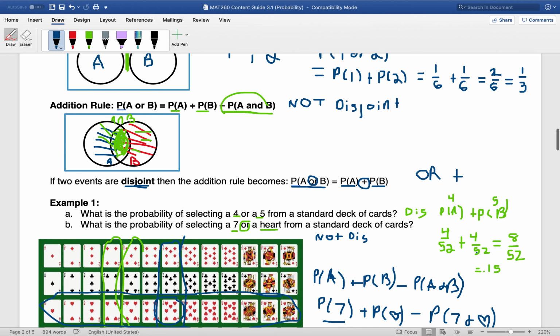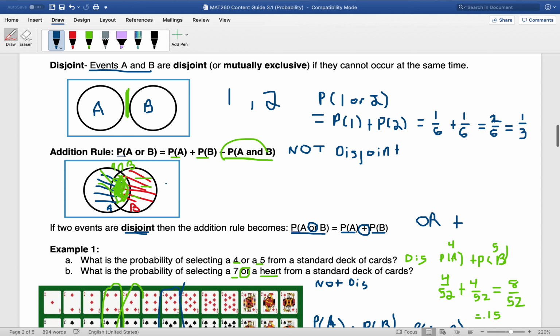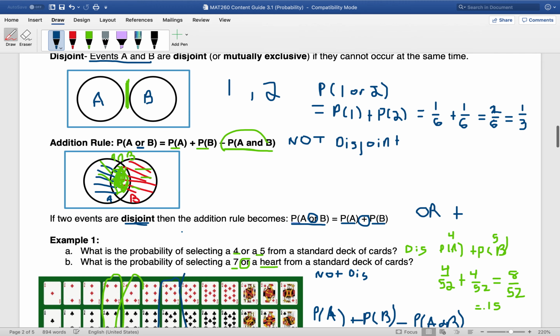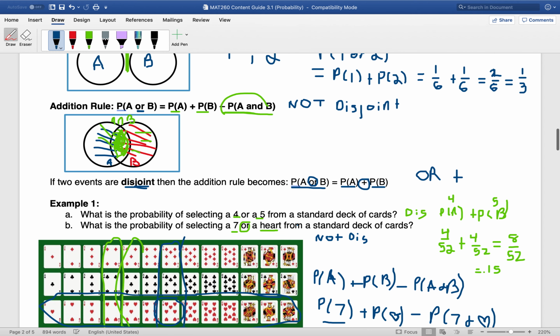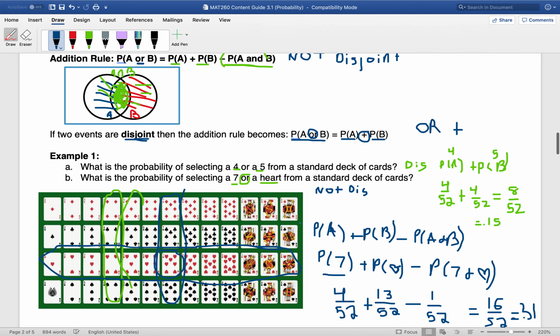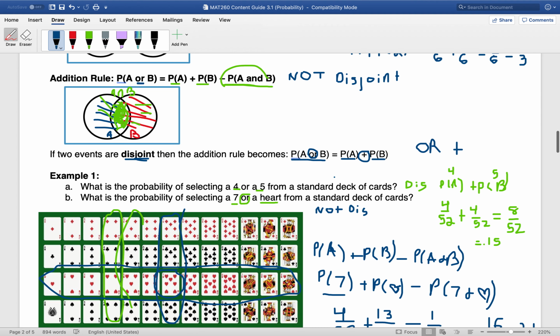So when we're doing our addition rule, remember we're looking for the word or. Then we need to figure out if it's disjoint or not disjoint. If it's disjoint, we can just add our two probabilities together. If it is not disjoint, then we have to take into account the double counting of the and subtract that out. So that is how we solve problems of probability using the addition rule.